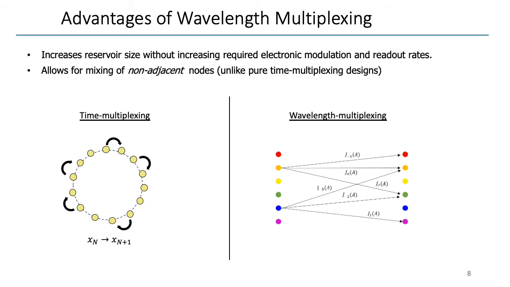The second advantage is that it allows for mixing of non-adjacent nodes. In a pure time multiplex design, only adjacent nodes are connected on each iteration in the signal through the reservoir loop, which limits the dynamics of the reservoir. In the wavelength multiplex version, several nodes are simultaneously connected based on the Jacobi-Unger expansion, which enhances the richness and complexity of the reservoir dynamics.